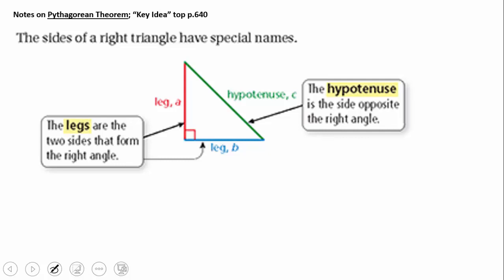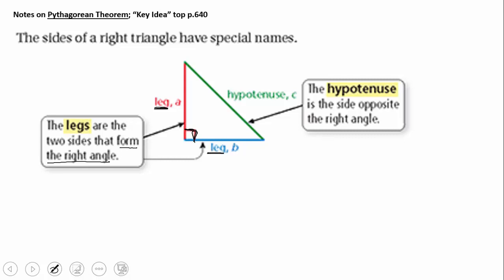So the first thing that we need to understand: it is a right triangle, so there is a right angle somewhere. Right here, there is a right angle. Well, the two sides that form that right angle are called legs. Those are the legs. They form the right angle. They're typically called A and B. They could be called anything. Just know that the legs form the right angle.